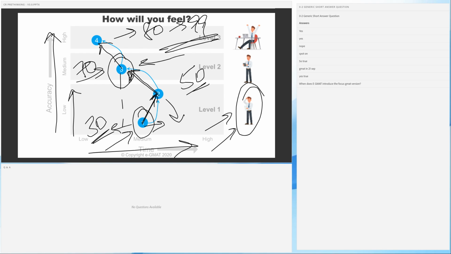When does e-GMAT introduce the focus edition version? It's already there. Log into your e-GMAT account. You'll see data insights. It's there.